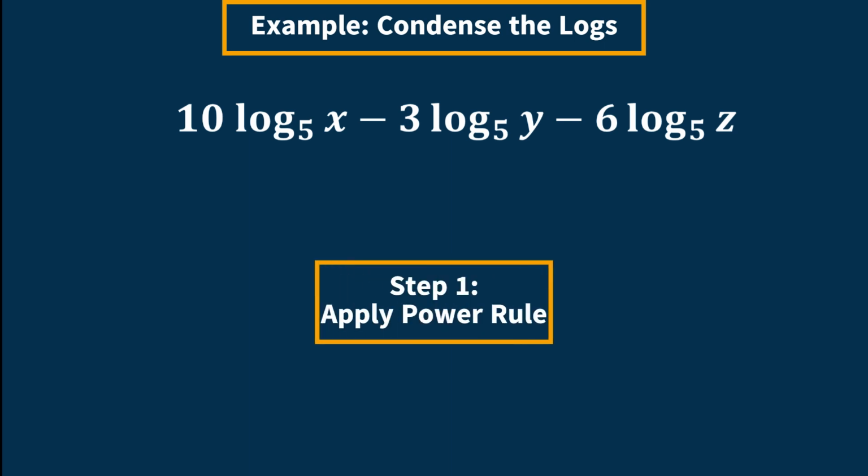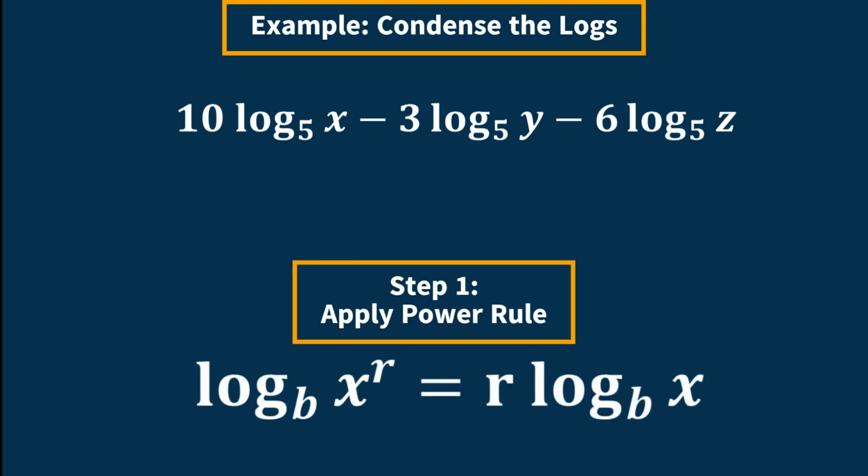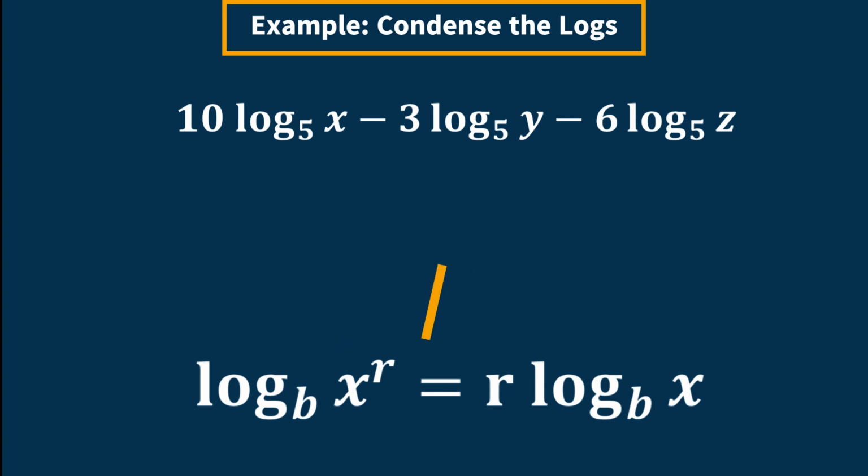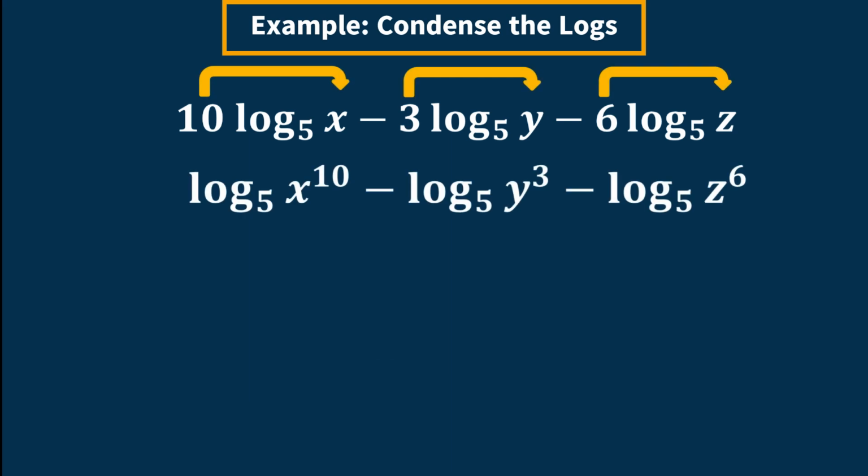Step 1. We're going to use the power rule. The power rule states that if you have a number multiplied by the log, the number being multiplied will now be the exponent of the number within the log. Completing the power rule, we get log base 5 of x raised to the 10th power minus log base 5 of y raised to the 3rd power minus log base 5 of z raised to the 6th power.